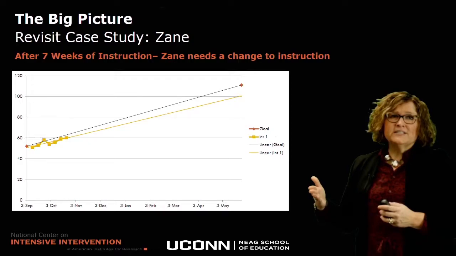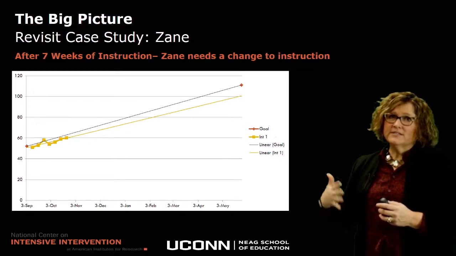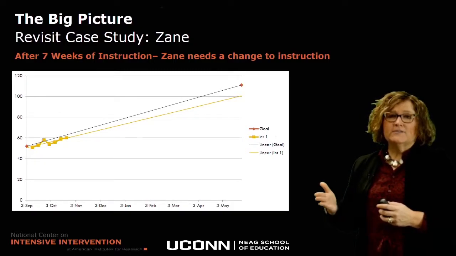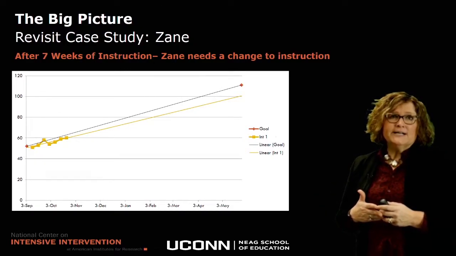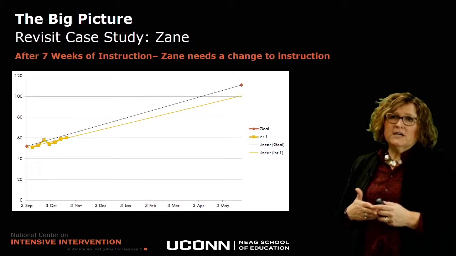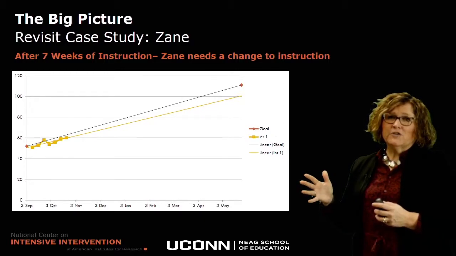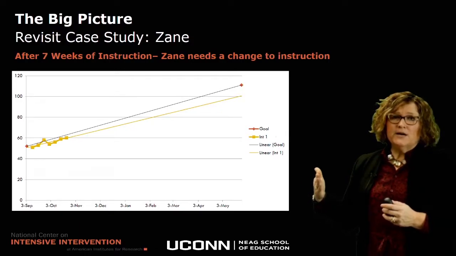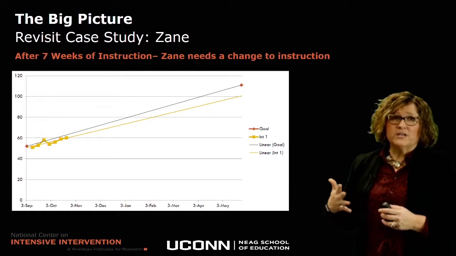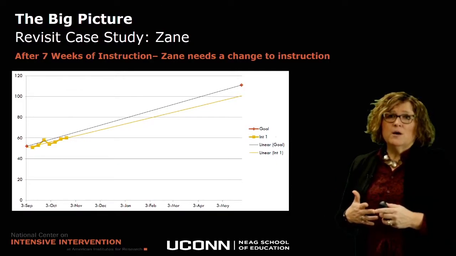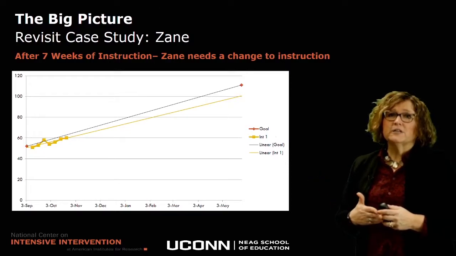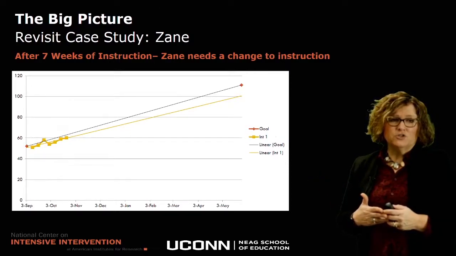As she looked at the data after 8 weeks, that's our typical, well, this is 7 weeks of instruction, and we have 7 data points here. She was pretty clear that she needed to make a change in instruction. We typically want to go even as long as 8 weeks before we make that change, but with only 1 point above the goal line, she was pretty clear that it was time to make a change.